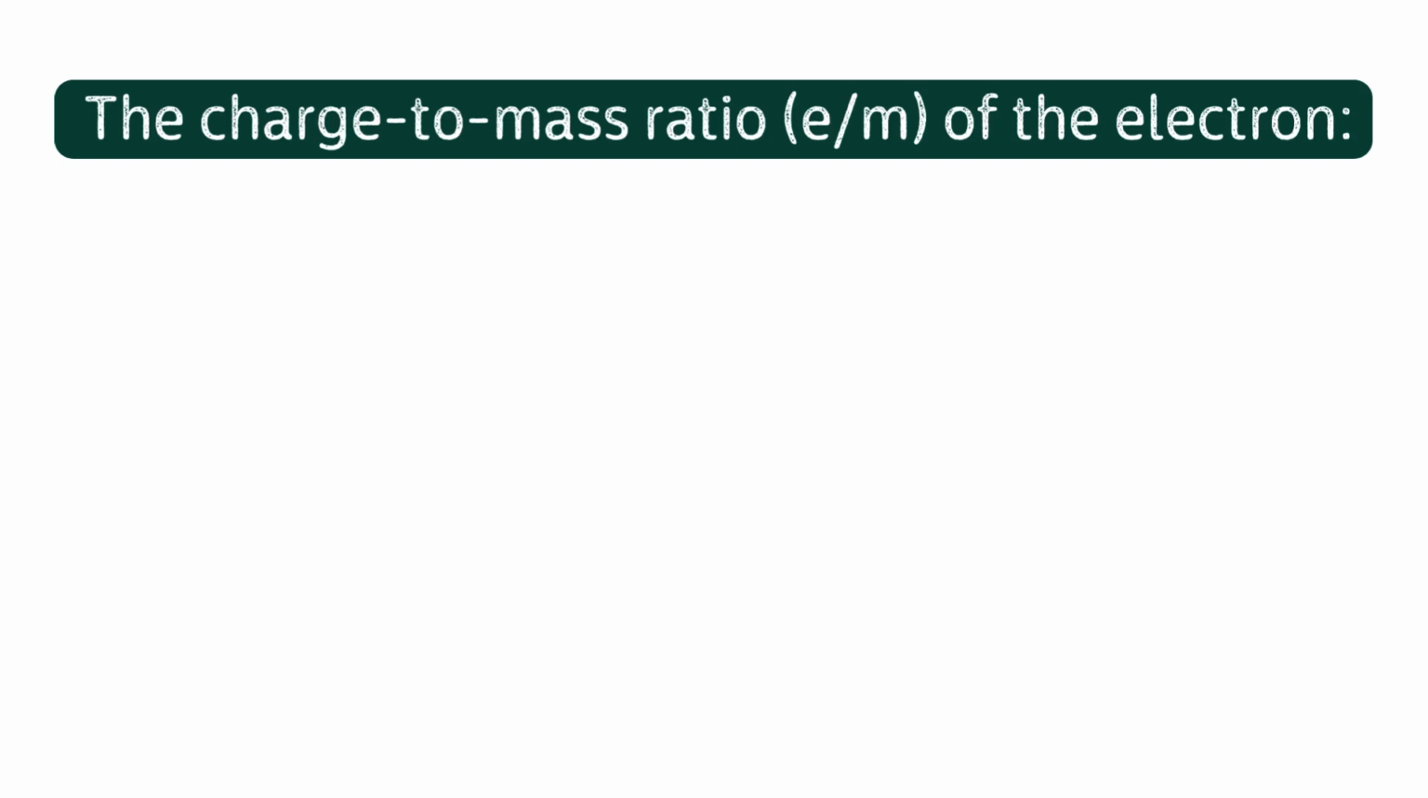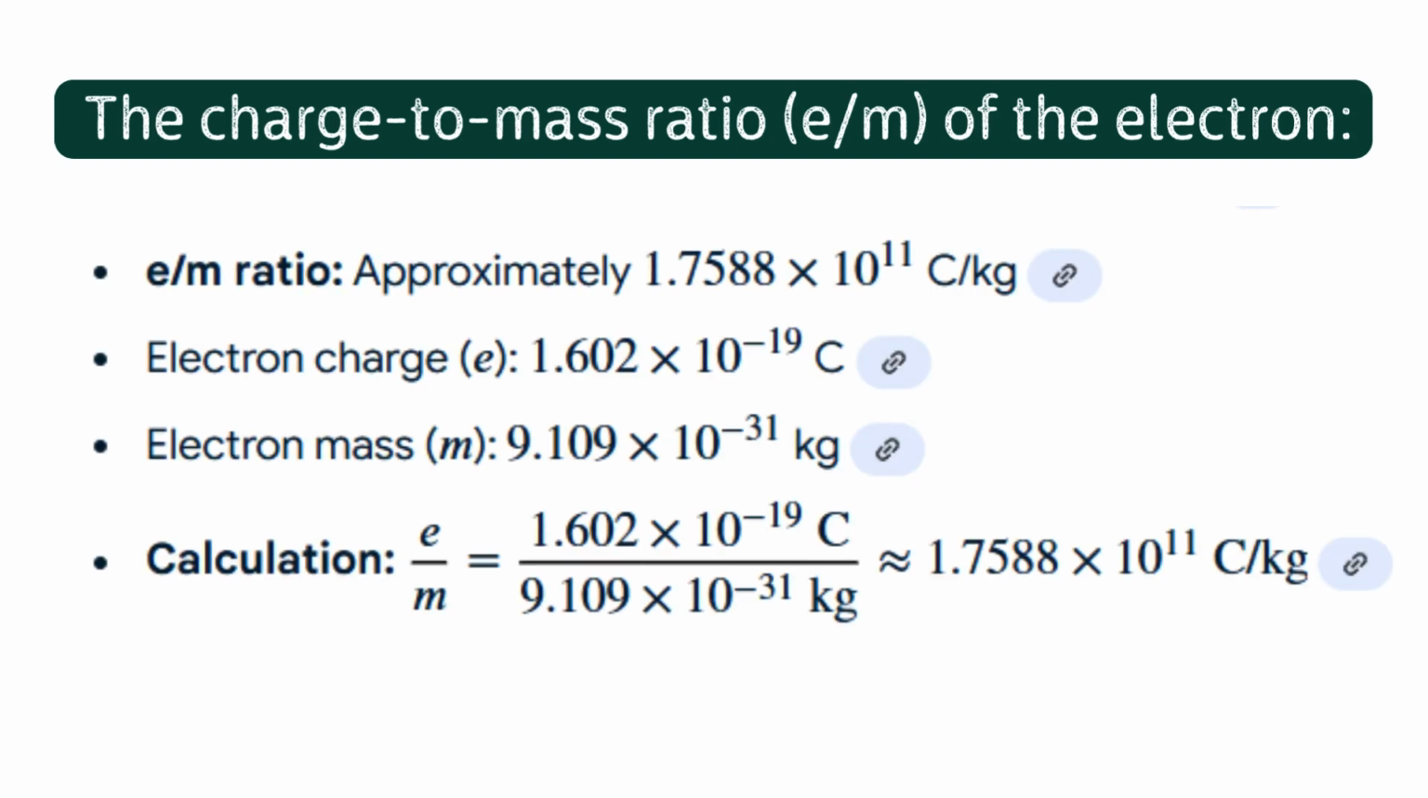By applying both electric and magnetic fields, Thomson calculated the charge-to-mass ratio, e/m, of the electron. e/m is approximately 1.7588 times 10 to the power 11 coulombs per kilogram. Here, the charge of the electron is 1.602 times 10 to the power minus 19 coulombs, and the mass of the electron is 9.109 times 10 to the power minus 31 kilograms.